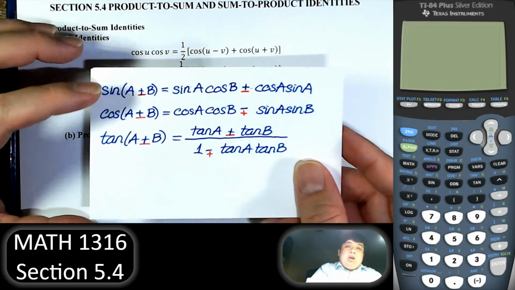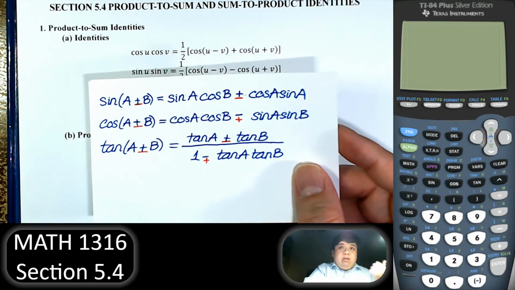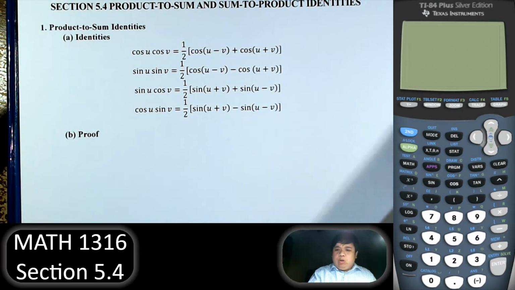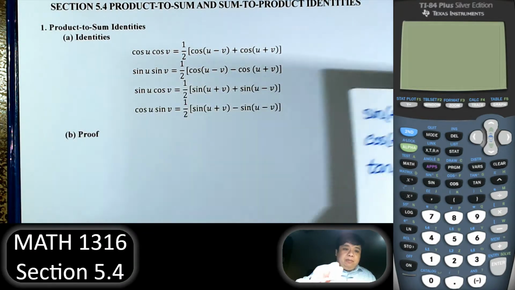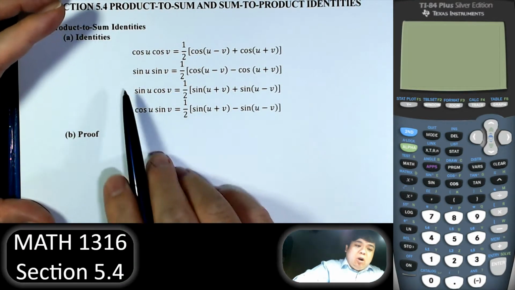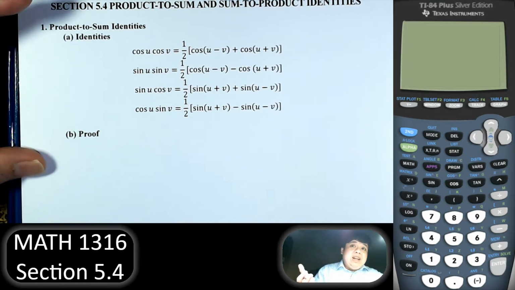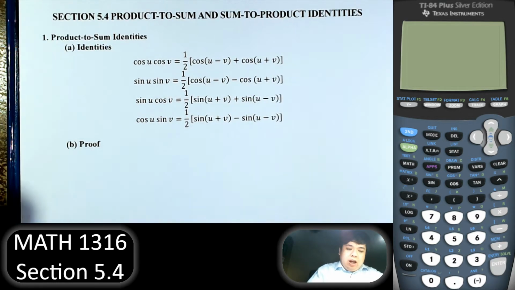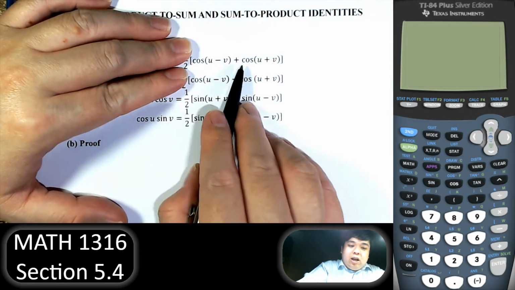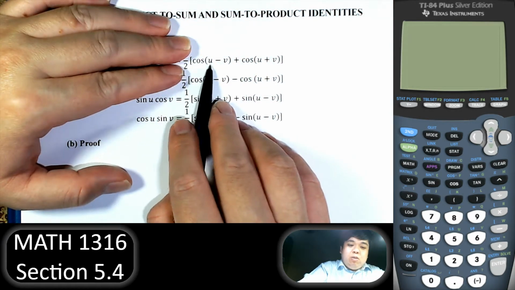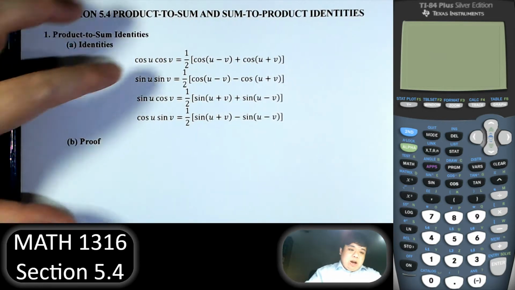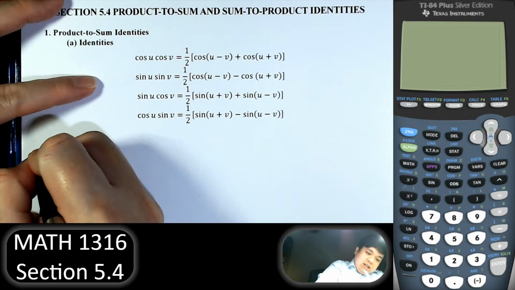But once we know those, we can derive double angle, half angle, power reducing, sum to product, product to sum, pretty much a lot of things that come from these identities. I'm not going to prove all of them. You will get the idea. Let's just pick some of them. Let's say the first one, where we have cosine of u minus v plus cosine of u plus v. Let's start from the right hand side first, and I will try to prove the first identity here.